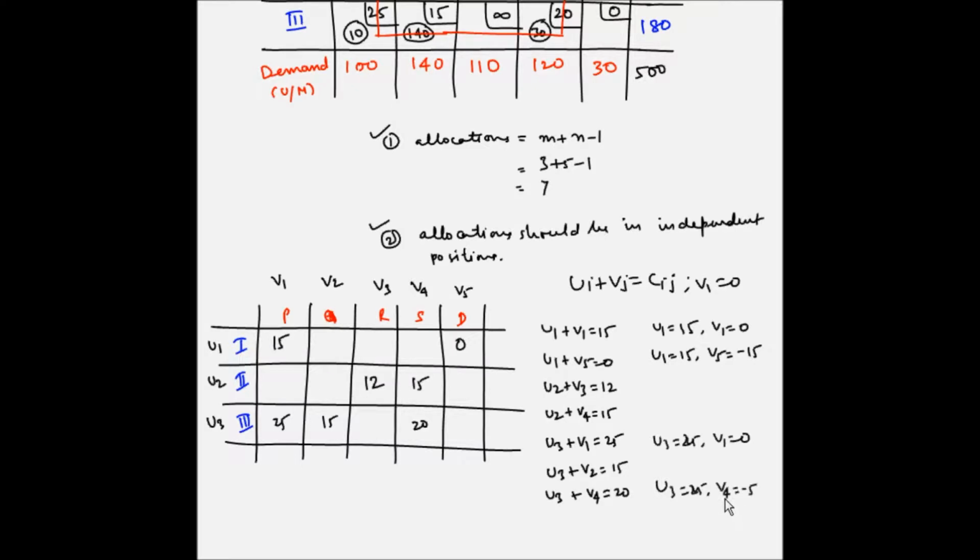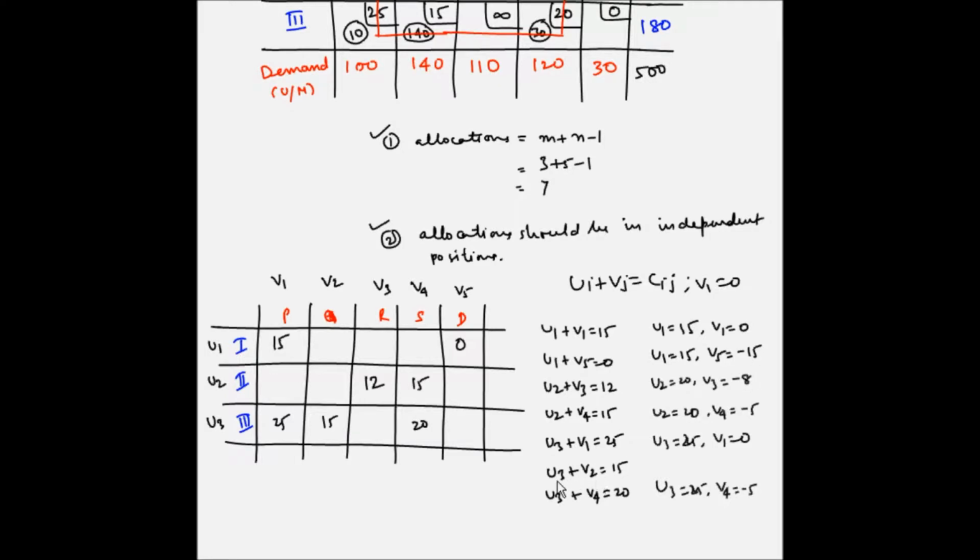Now using this value of v4, let's try this equation. u2 plus v4 is 15. So v4 is minus 5. So u2 becomes 15 plus 5, which is 20. So u2 is 20 and v4 is minus 5. Now u2 is 20, so we can use it in this equation. So v3 becomes 12 minus 20, which is minus 8. So u2 is 20 and v3 is minus 8.